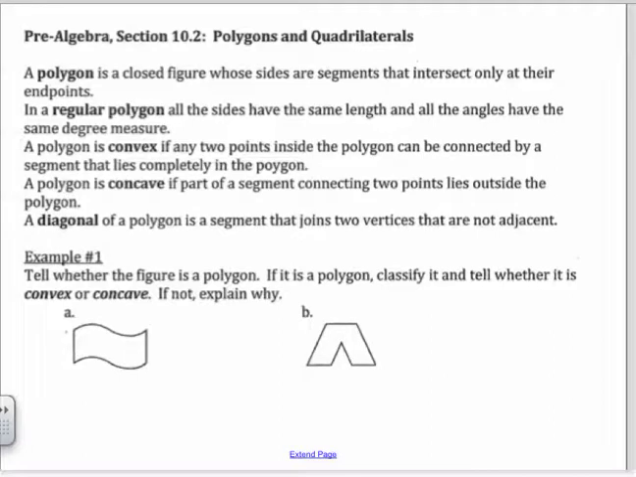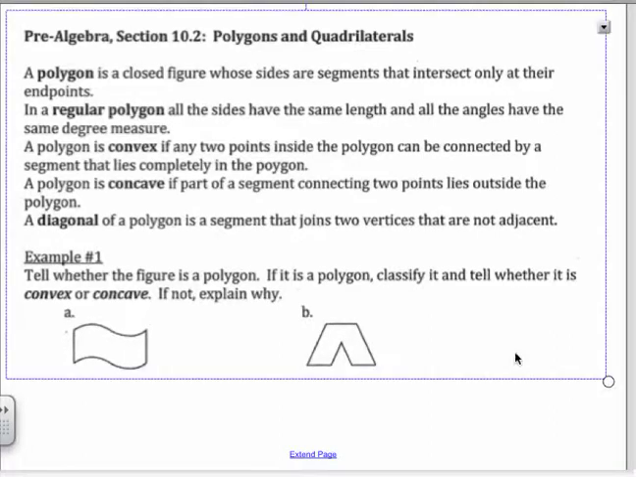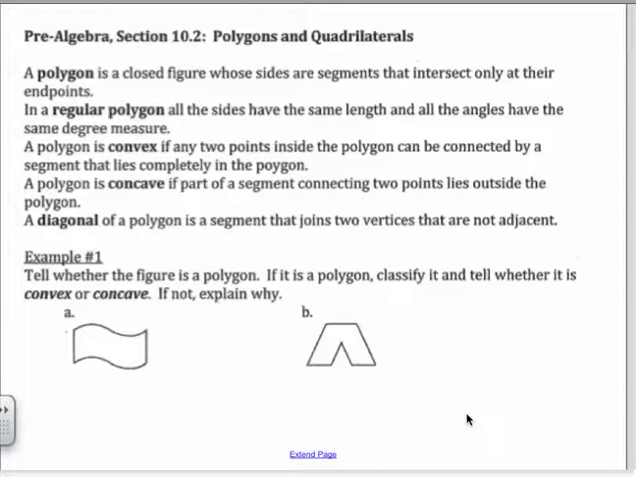Okay, guys, polygons and quadrilaterals. Let's go over some terms so that we're all on the same page. A polygon is a closed figure, like the little box that I drew around the word polygon. It has straight sides. There can't be any openings. So it's a closed figure whose sides are segments, straight lines that intersect only at their endpoints.